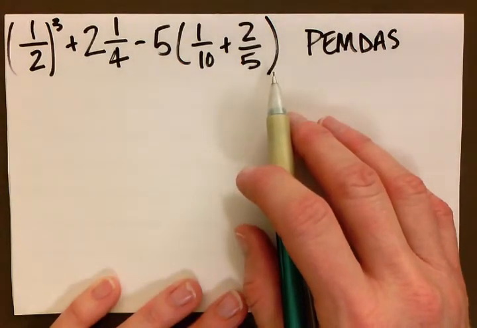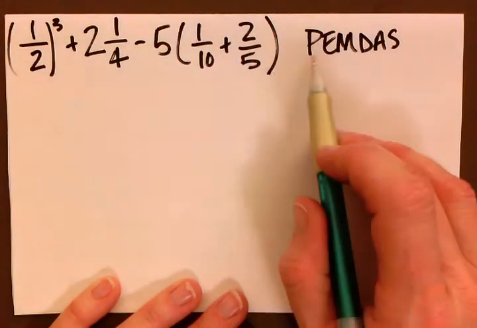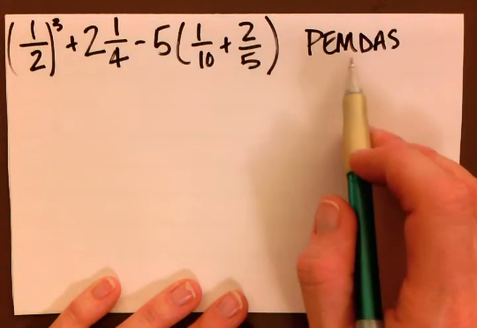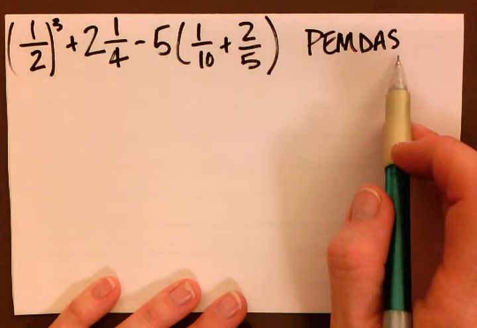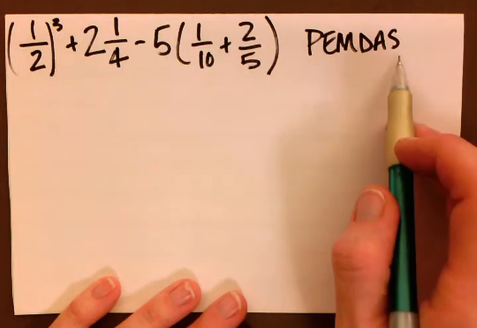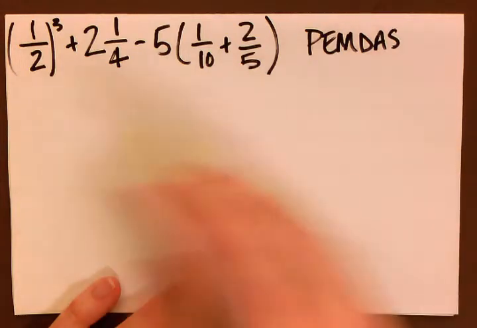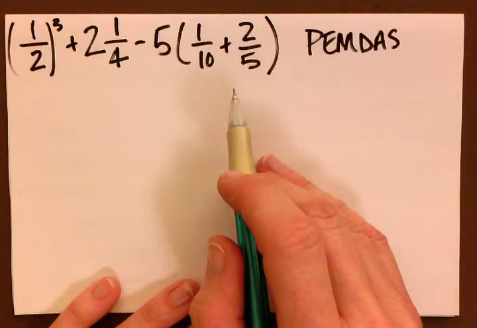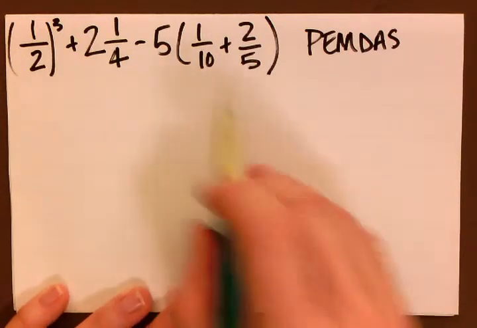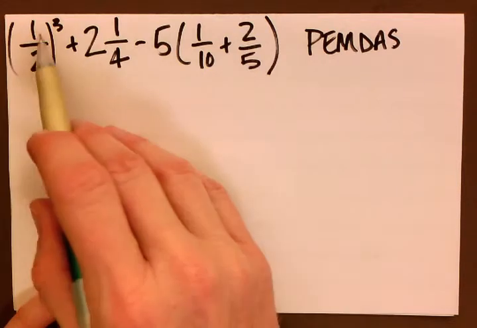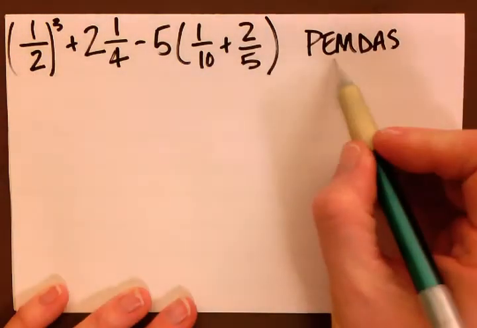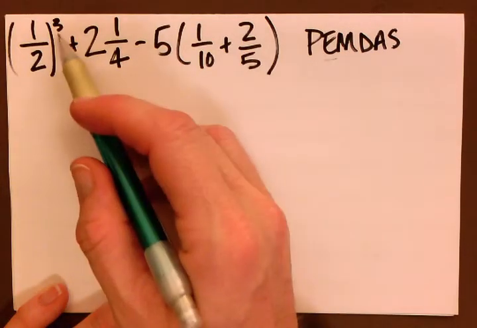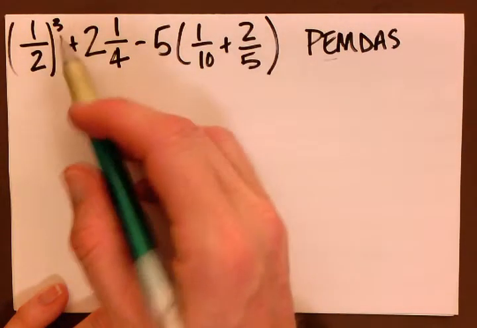This is an order of operations, and PEMDAS is parentheses, exponents, multiplication, division, addition, and subtraction. And that is the order that we are going to want to attack. Okay, so let's start with parentheses. We're going to call this first portion, the 1/2 cubed, an exponent because it is raised to the third power.